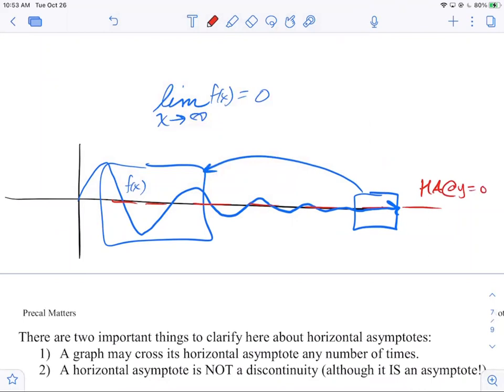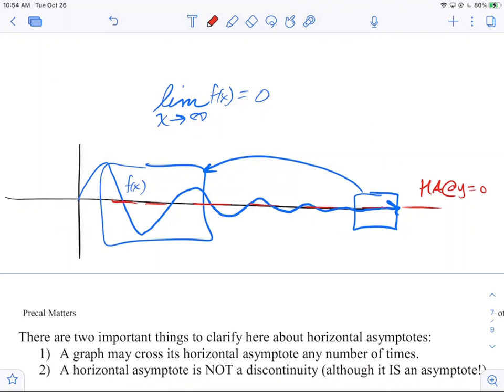How many times then would this graph cross its horizontal asymptote? Infinitely many times. That's right. So can a graph cross its horizontal asymptote? For sure. This would be a good example graphically to have in your example bag where you keep your examples of one that does, right?